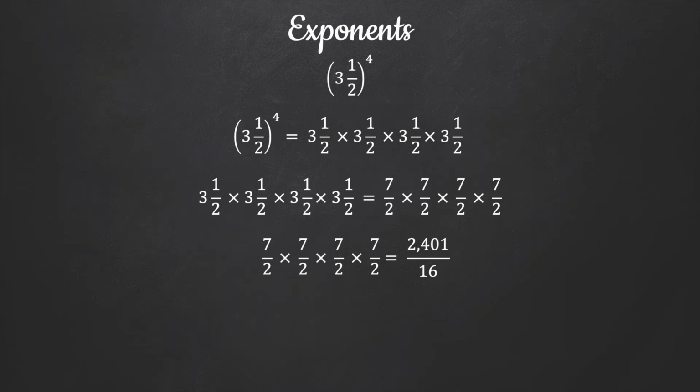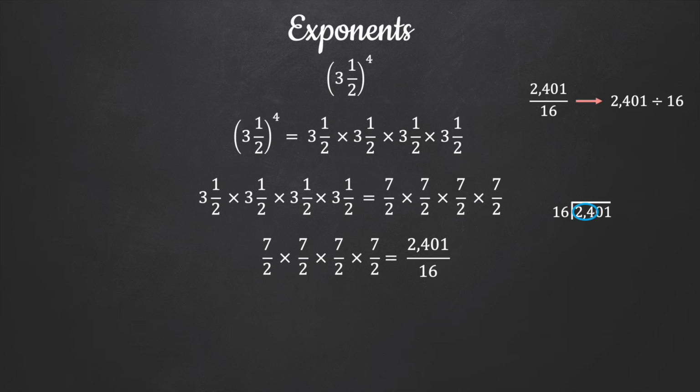But because that's an improper fraction, we're going to go ahead and write that as a mixed number. In order to do that, we have to divide our numerator by our denominator. So 2,401 divided by 16. We're going to divide that using long division. So we ask ourselves, how many times does 16 go into 2? Well, it doesn't. So we ask ourselves, how many times does 16 go into 24?